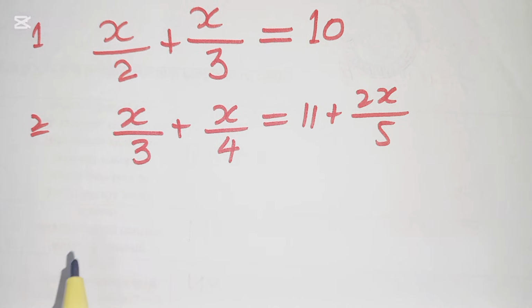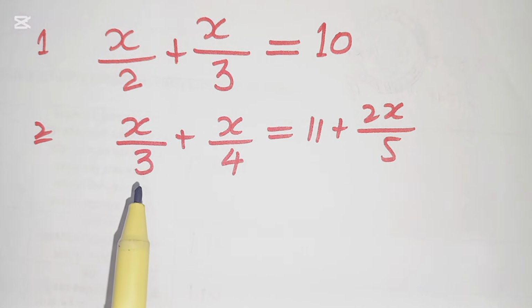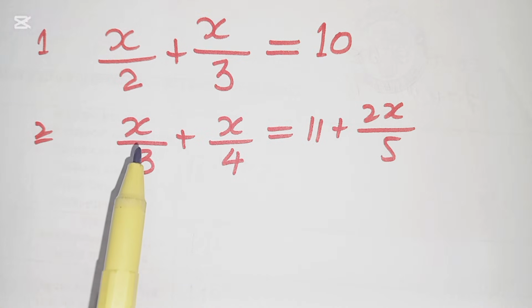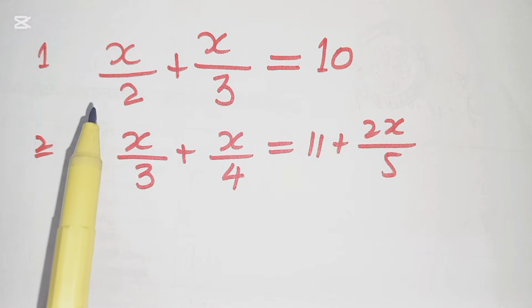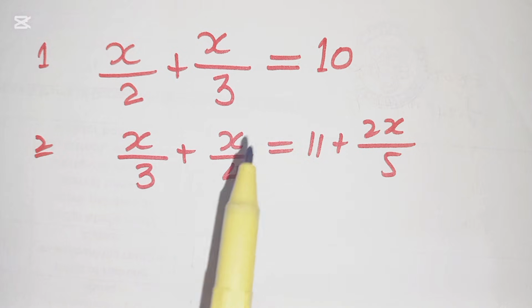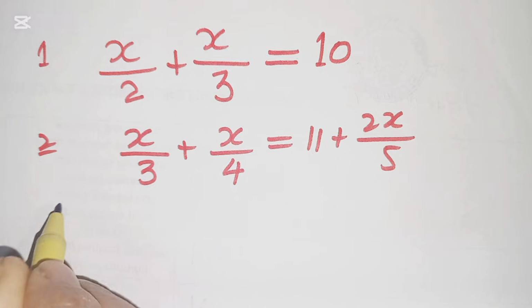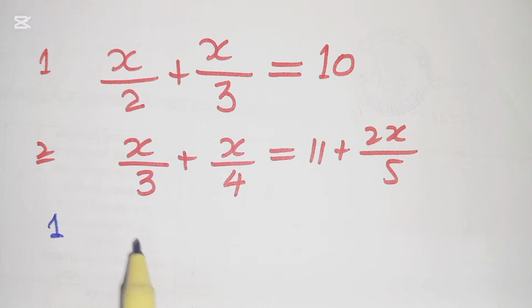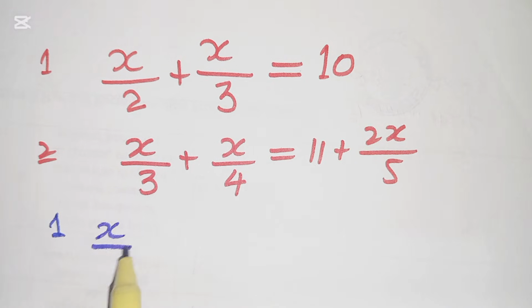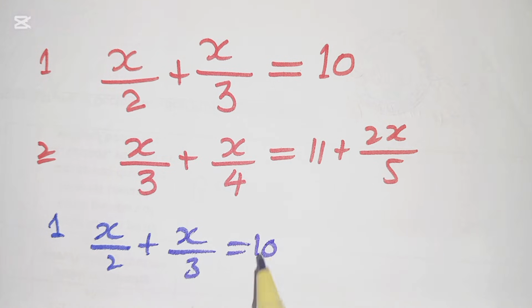And here we solve for the value of x with two examples. The first example is x over 2 plus x over 3 is equal to 10. So first of all, we can solve the first example. x over 2 plus x over 3 is equal to 10.